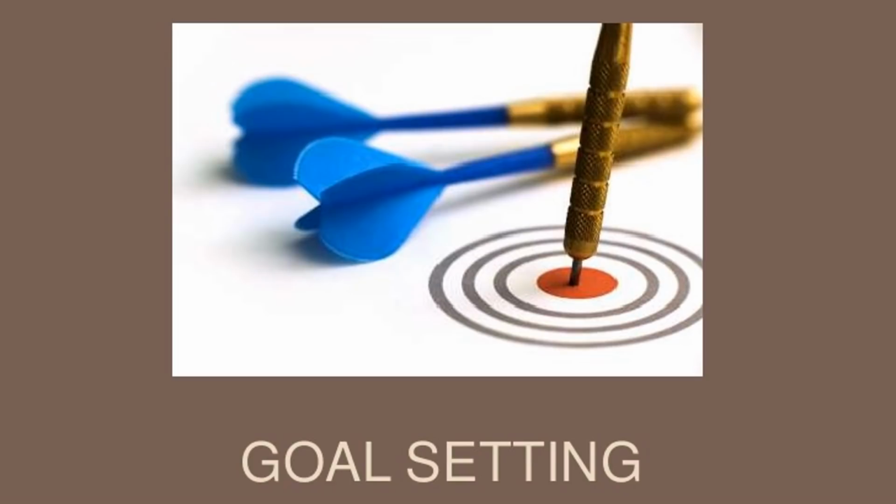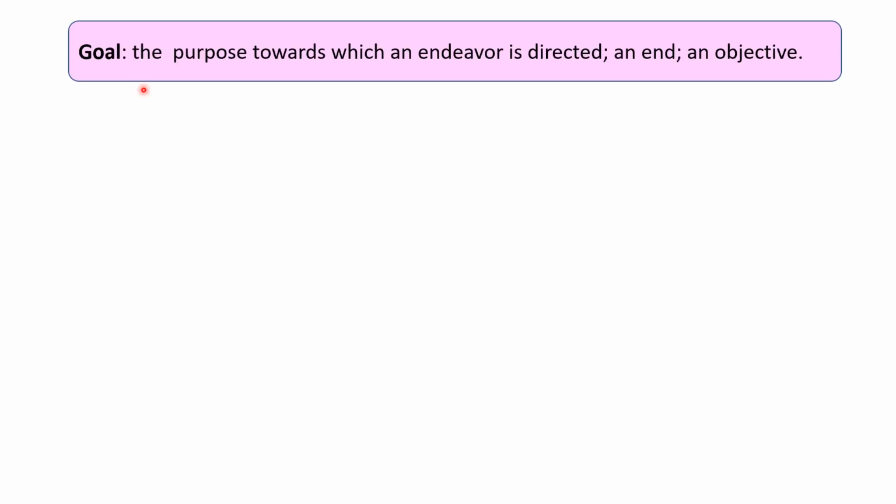So let us see in detail what goal setting is. What is the definition of goal setting and how is it important? Definition of goal: a goal is defined as the purpose towards which an endeavor or an activity is directed. Or you can say it is the end of an activity or the objective of something. Let me give you an example. You are taking computer classes. At the end of these computer classes, what is the objective? It is that you want to become a software engineer. So the goal is nothing but the end of some activity. At the end, what you're going to achieve is called your goal.